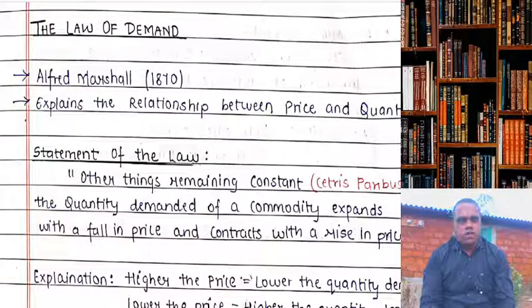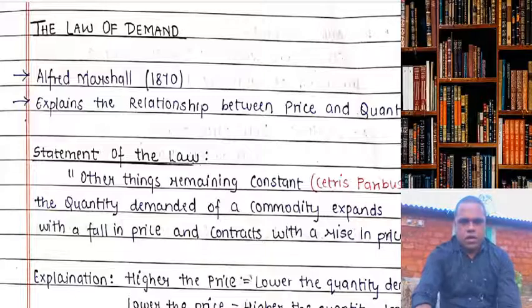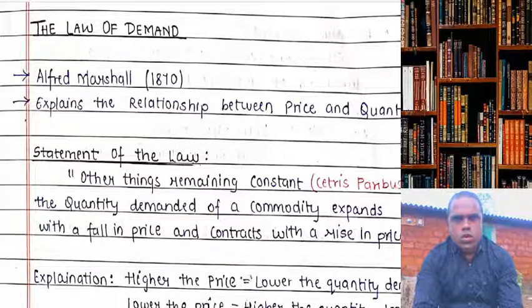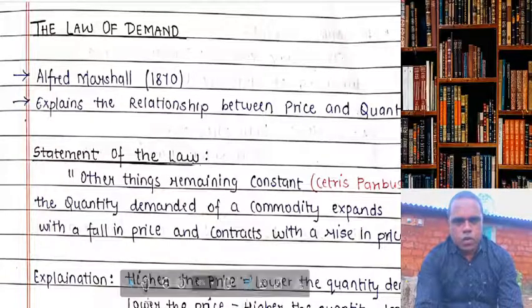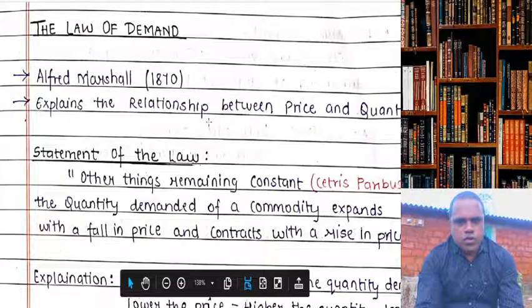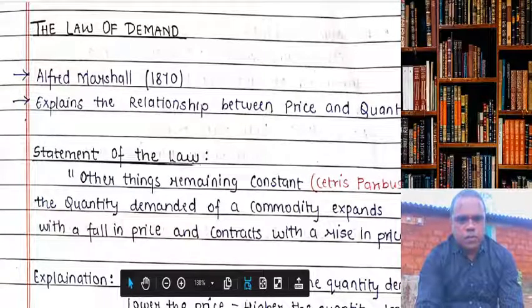Now, what is the exact statement for the law of demand? Other things remaining constant. Whenever we refer to other things remaining constant, children, we are actually referring to the assumptions of the law of demand. Any particular law we study, we need to understand these other things remaining constant.